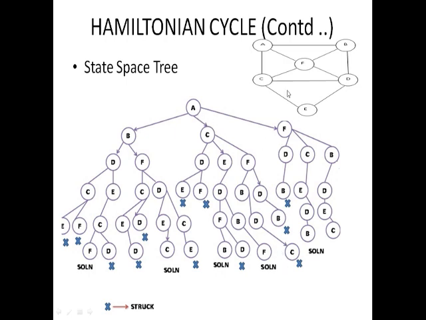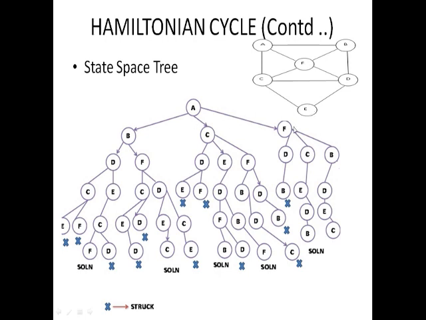And next one is A, C, F, D, B. E is not visited. So that is not considered as the proper Hamiltonian cycle. Next one is A to F, F to D, D to B. Here nodes C and E are not visited. So that is not a Hamiltonian cycle.